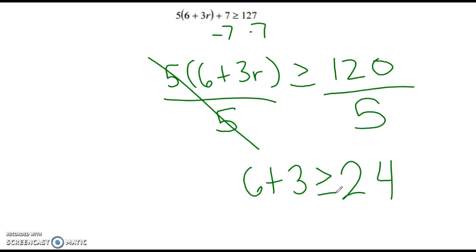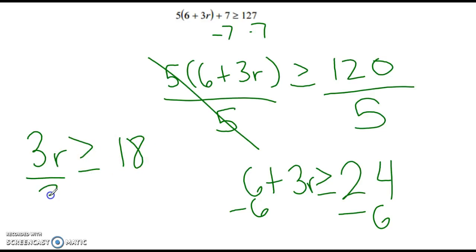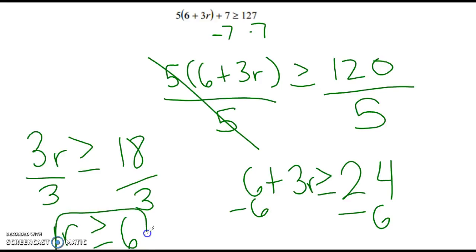So now I have 6 plus 3r is greater than or equal to 24. Whoops, need an r in there. Then I'm going to subtract 6 from both sides. I'm going to get that 3r is greater than or equal to 18. Divide by 3, divide by 3. And r would be greater than or equal to 6. And that's what I would get as my final answer.